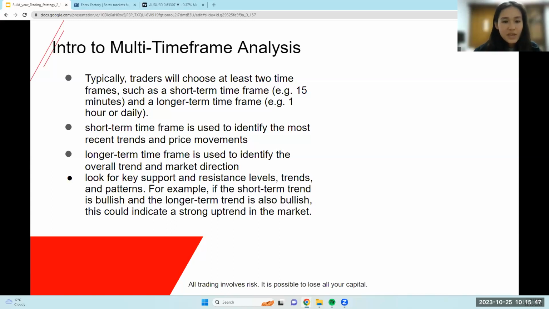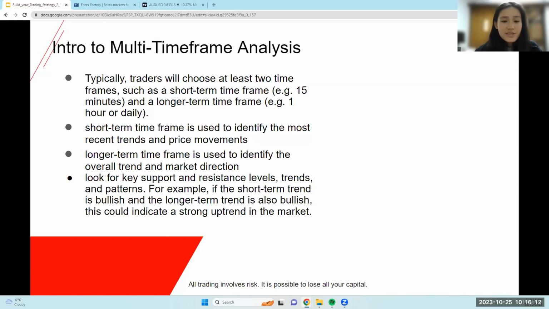Once the time frames are selected, you can then analyze the markets from each time frame. Look for key support and resistance levels, the different trends, as well as patterns. So for example, if the short-term trend is bullish and the longer-term trend is also bullish, this could indicate a strong uptrend in the market.